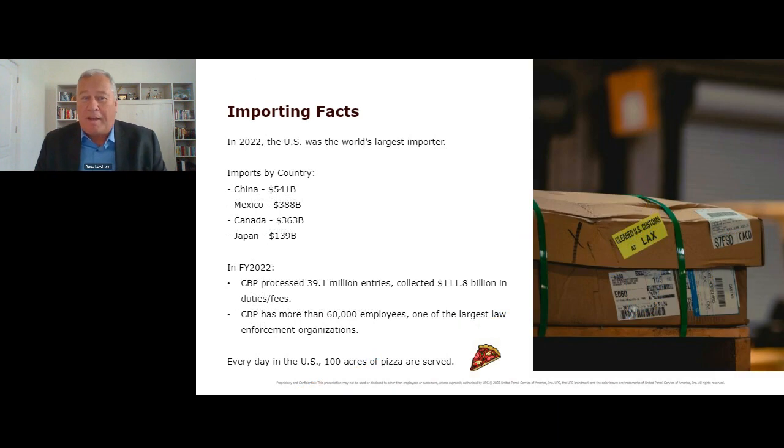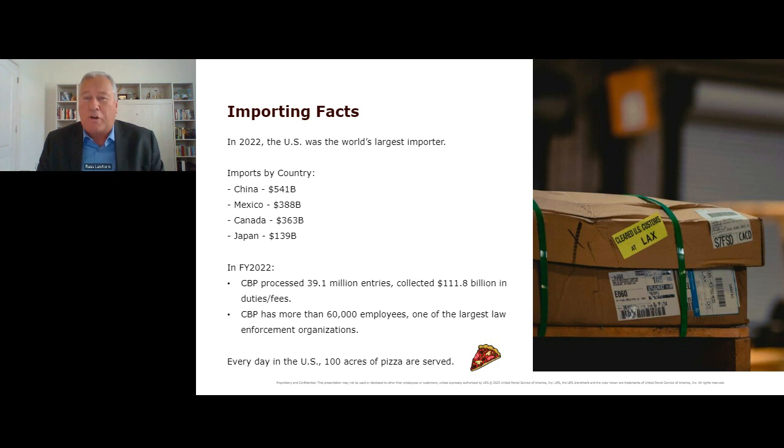But before I get rolling, I want to talk about some import facts. When I was approached to do the webinar, I thought, well, I'll come up with some amazing stats or facts, trade tidbits and things to wow the audience. And, in 2022, the U.S. was the world's largest importer. When you think about our economy and purchases, it's a very consumptive economy in the U.S. And it's no surprise to me that the U.S. is the world's largest importer.